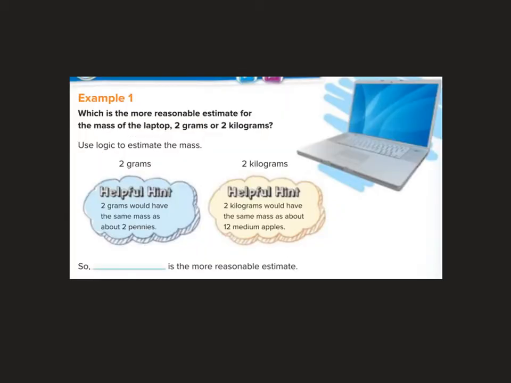Which is the more reasonable estimate for the mass of the laptop? 2 grams or 2 kilograms? So 2 grams would have the same mass as about 2 pennies, and that would be a very light laptop. So nope, too light. 2 kilograms have the same mass as about 12 apples. 12 apples and 1 laptop, yeah, 2 kilograms would be the better estimate.